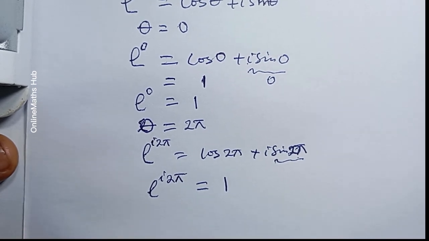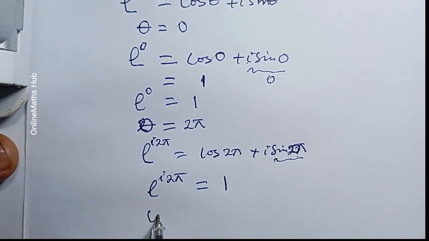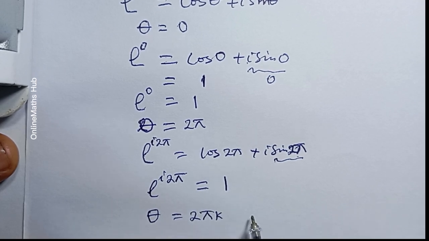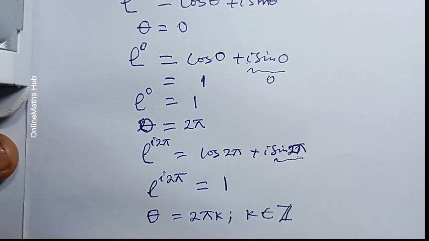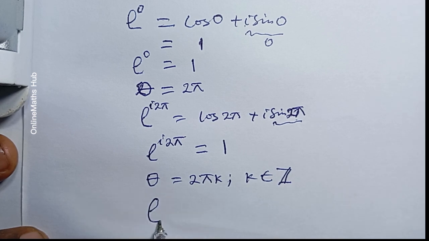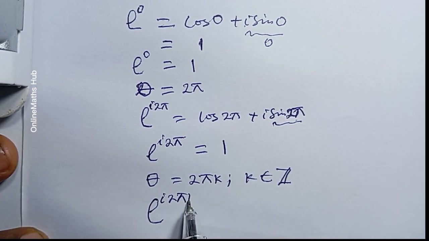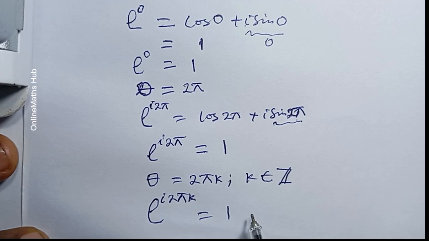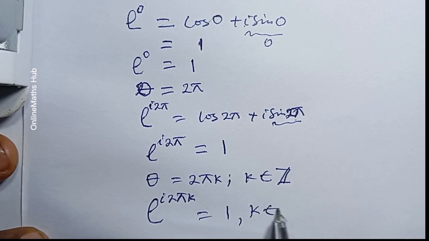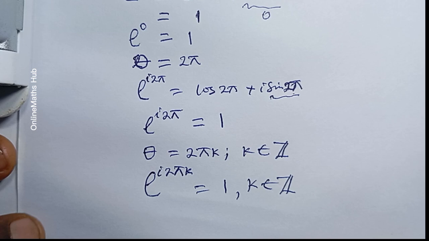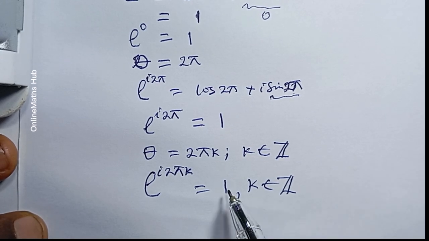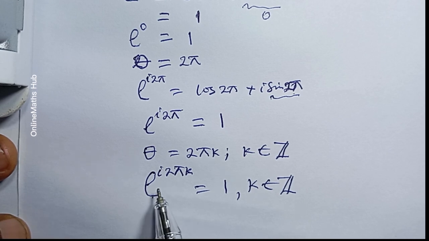In general, whenever theta is equal to 2 pi k for all integer values of k, this exponential equation gives you 1. So exponential i 2 pi k is equal to 1, and this is going to happen for all integer values of k. So what we're going to do is, instead of this 1 in our equation, we're going to replace it with exponential i 2 pi k.